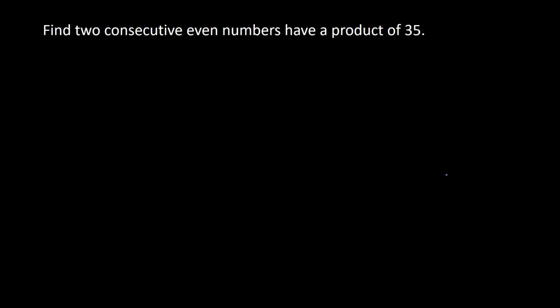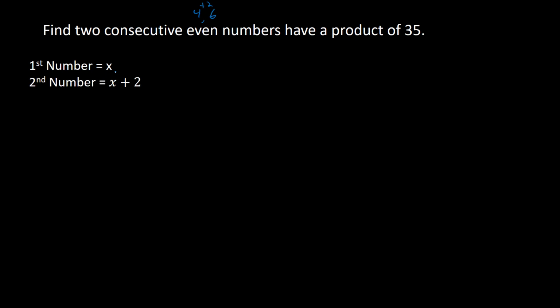The next one says define two consecutive even numbers that have a product of 35. So we're trying to find two numbers. The first number we'll let be x, and the second number, because it is consecutive and even, would be 2 more, right? If we had, for example, two even numbers like 4 and 6, the next number is found by adding 2 to the 4. 4 plus 2 gives me 6.